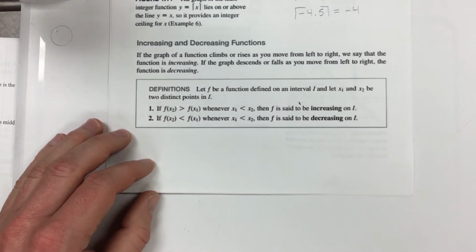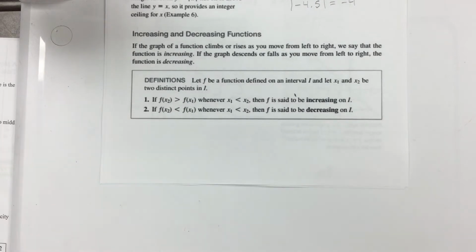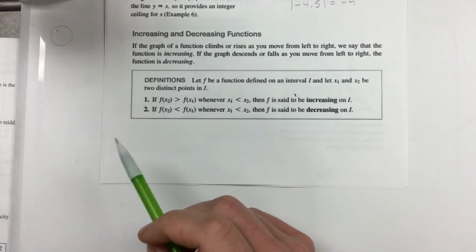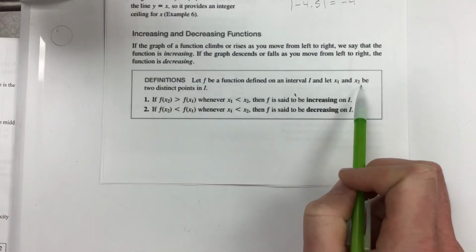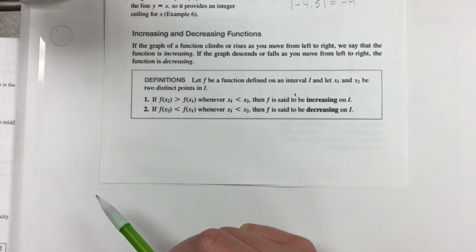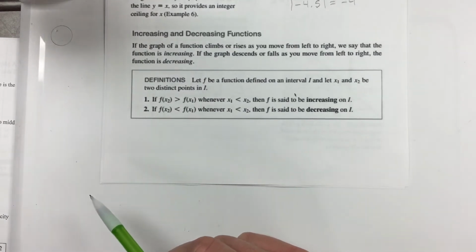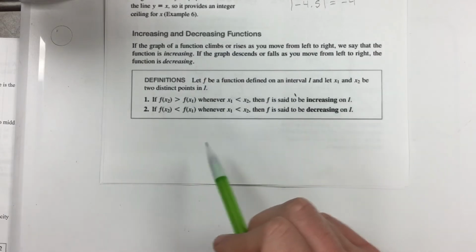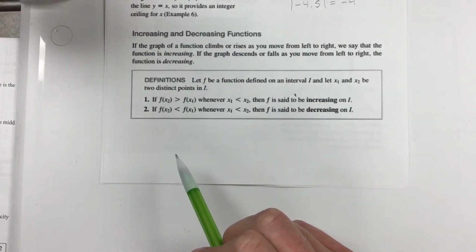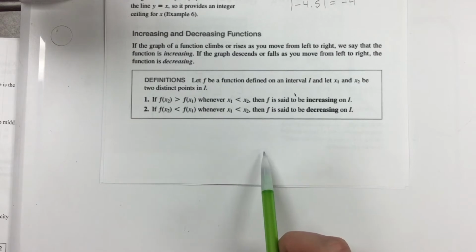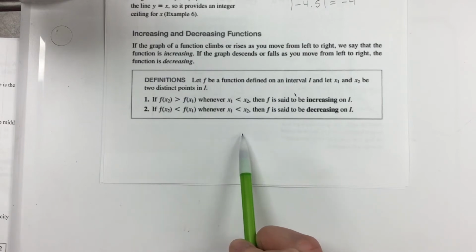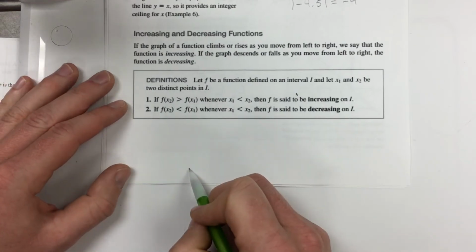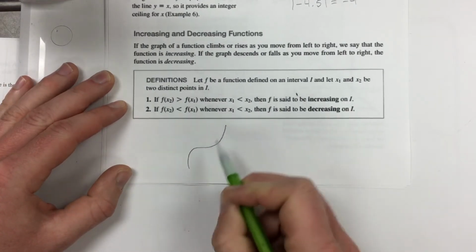Now we're going to talk about increasing and decreasing functions. It says let f be a function defined on an interval I, and let x1 and x2 be two distinct points in I. Basically, increasing and decreasing functions are easy to figure out. You're looking from left to right on the graph. If you move your pencil from left to right, you need to determine, is my function going up or is it going down?